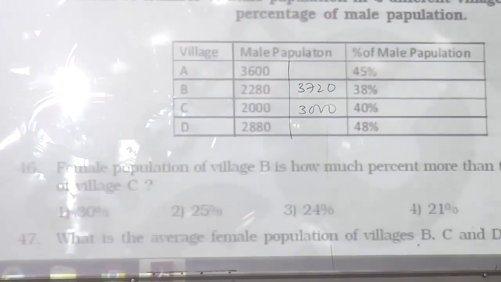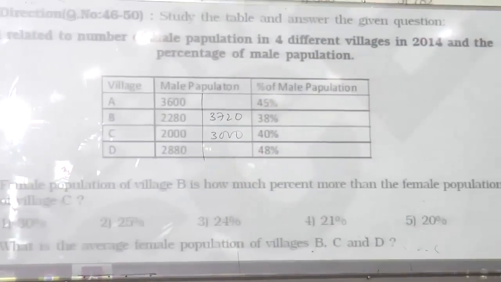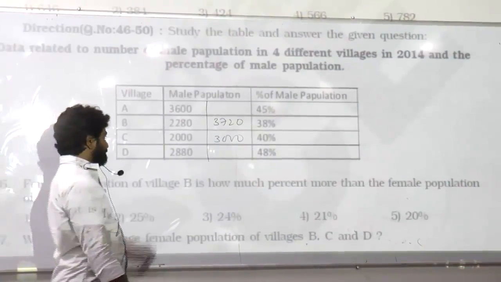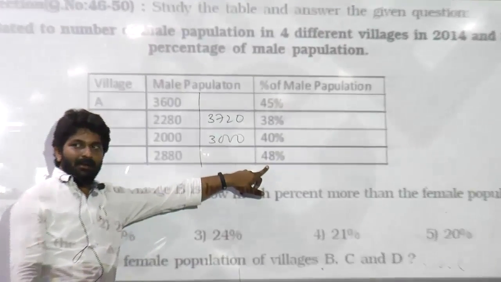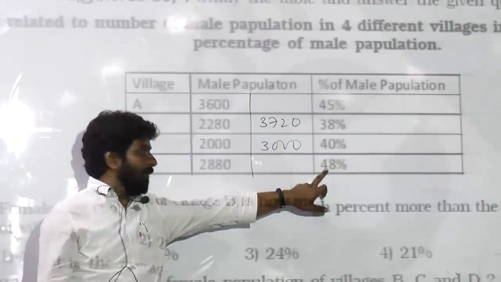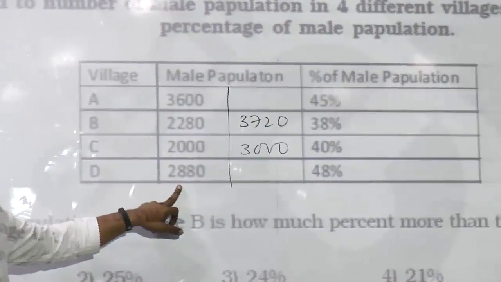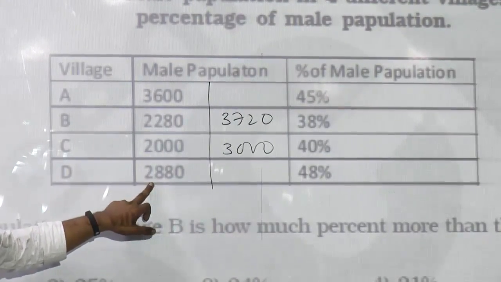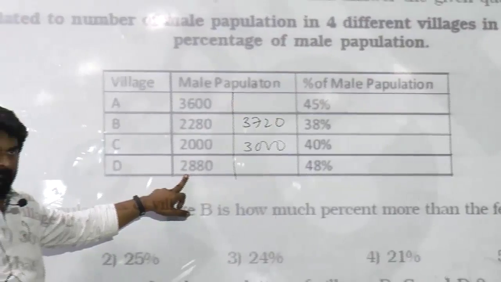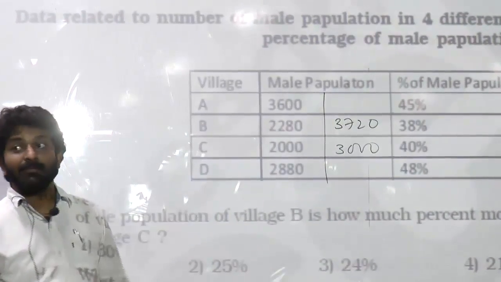Next, what is the average 47? What is the average female population of village B, C, D? And you need to calculate D also. Next, female population 48% male, 52% female. 48% is equal to this much. 50% should be definitely more than this. I am expecting a round figure. Can you suggest? Number more than 2,880 and should be a round figure.